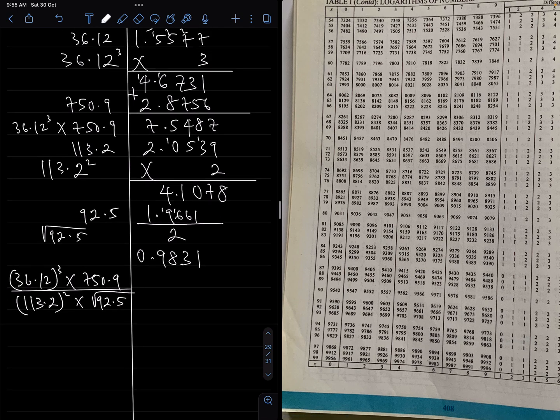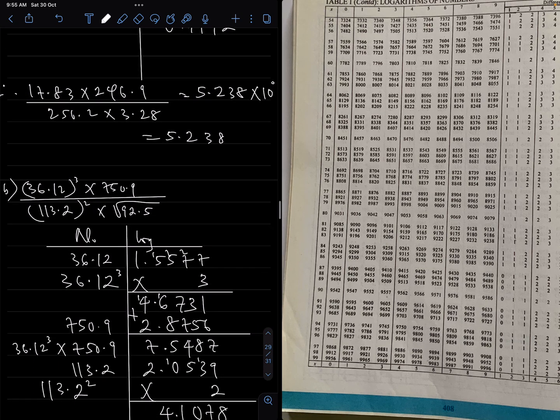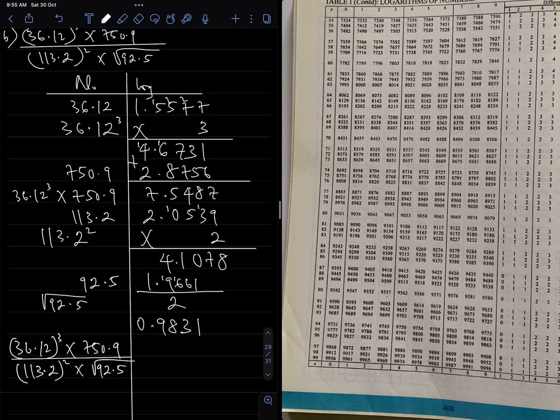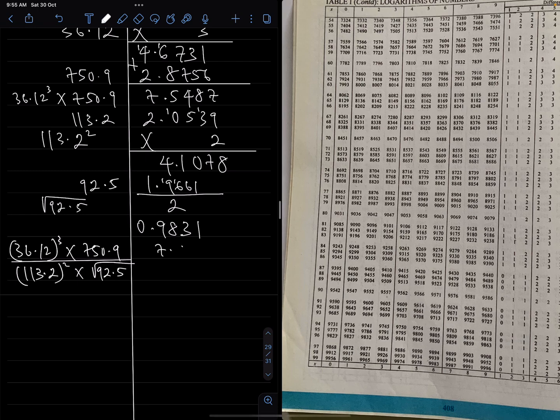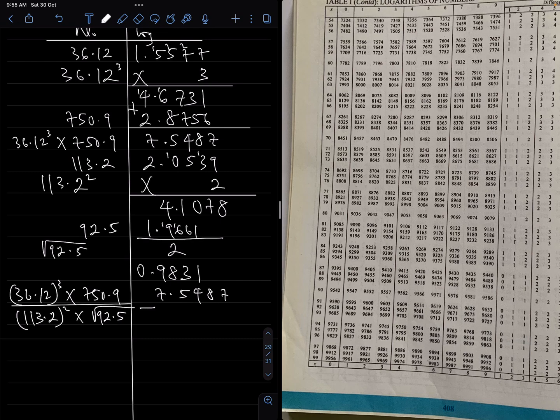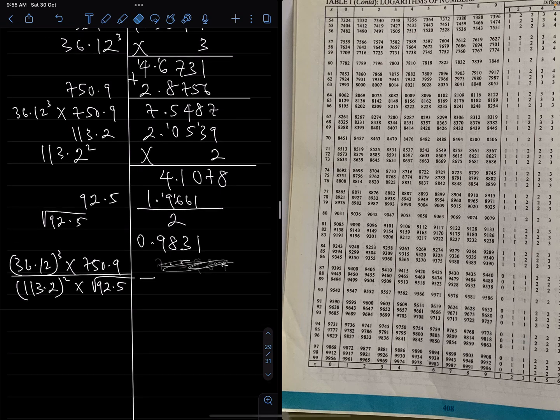So what did I get for the numerator? What was the logarithm of the numerator? 7.5487. So you write that. 7.5487 minus, what did I get for the denominator? Did I even finish the denominator? Look at that. I did not even finish the denominator. Oh yeah, we didn't add. Thank God you knew what we omitted. So we're supposed to add.